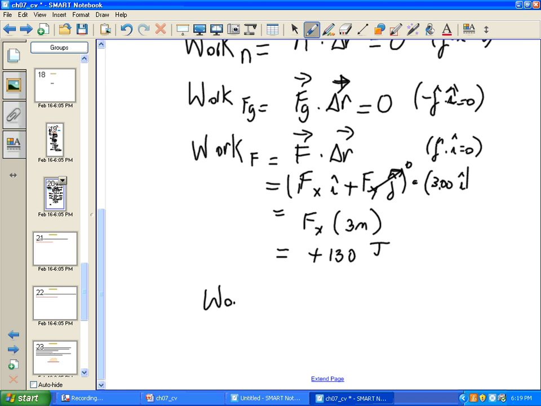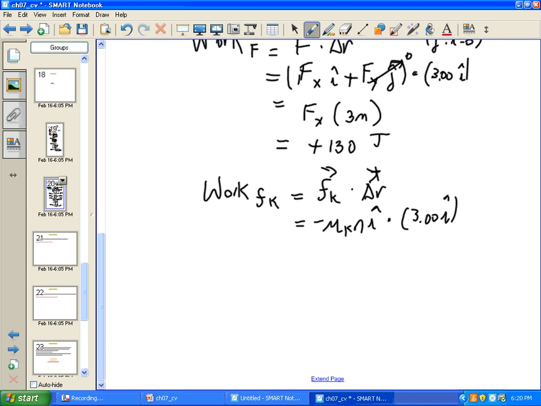What about the work that is being done by F sub k? Well, the work done by F sub k, let's write F sub k dotted with delta R, is mu k n in the minus i hat direction, dotted with 3 meters in the positive i hat direction.